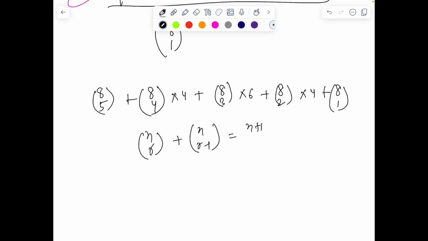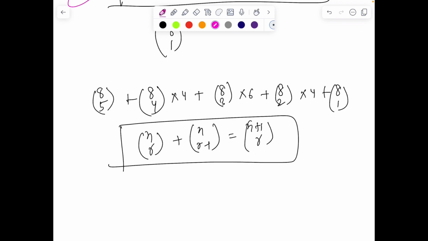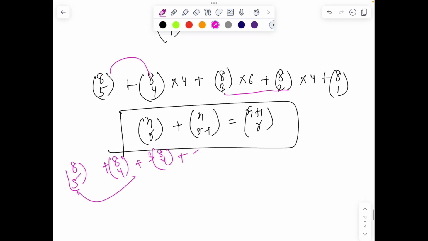And now we can use the hockey stick identity, which is nCr plus nC(r-1) equals (n+1)Cr. So using this repeatedly, you can clearly see we'll have 8C5, and you can split 4 as 3 plus 1, so 8C4 plus 3 times 8C4, and so on and so forth. You can keep on repeating this. So nCr and nC(r-1) is going to be 9C5.